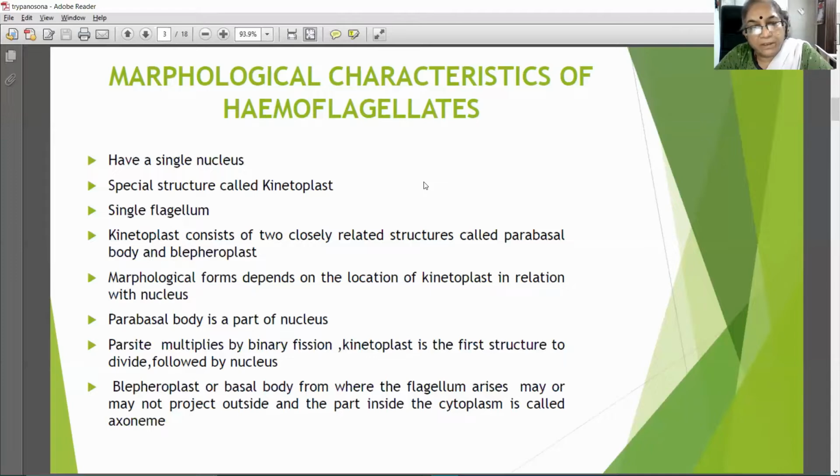Blepharoplast or basal body, from where the flagellum arises, sometimes projects outside the cytoplasm and sometimes does not project. When the blepharoplast or the basal body is inside the cytoplasm, it is known as the axoneme.